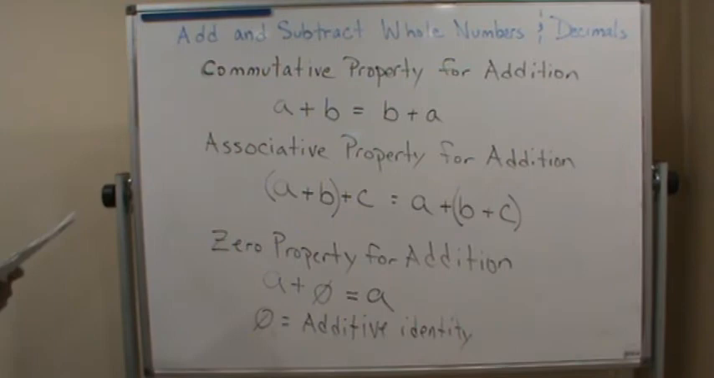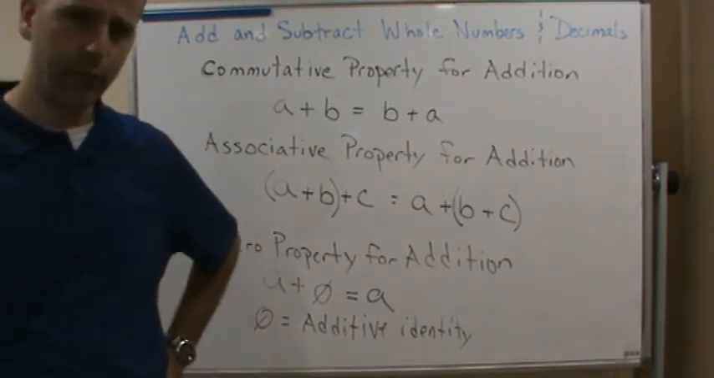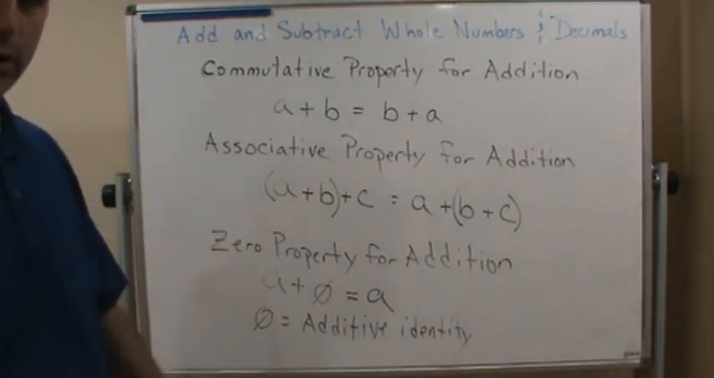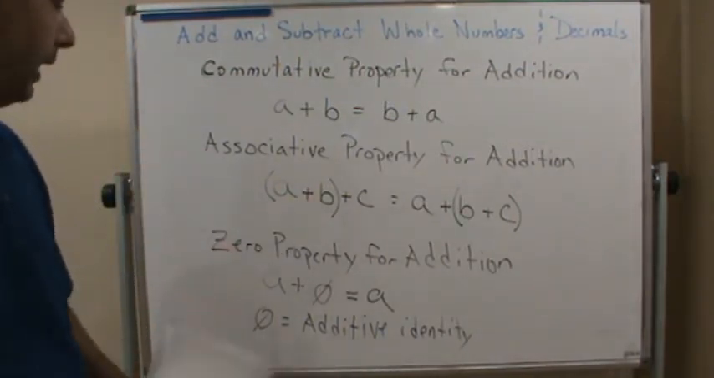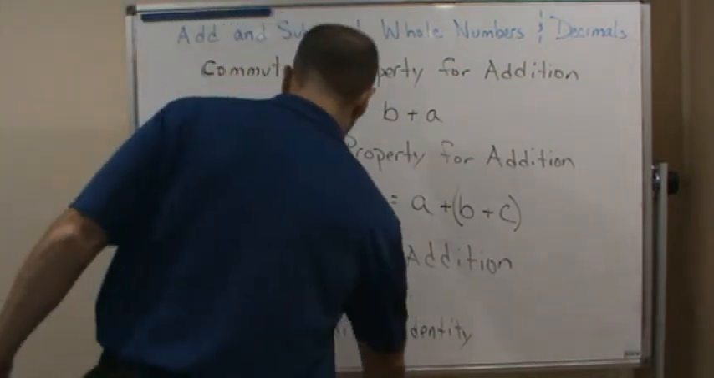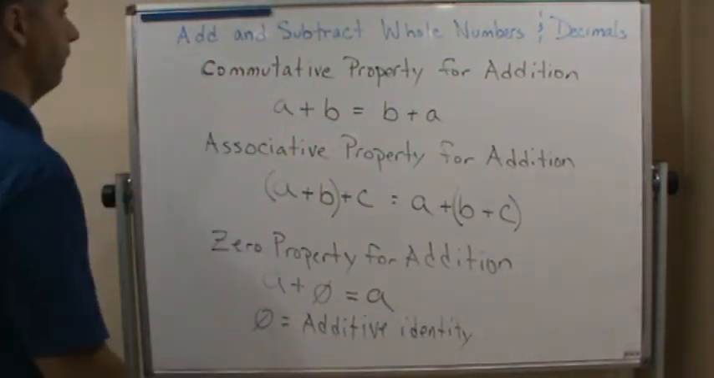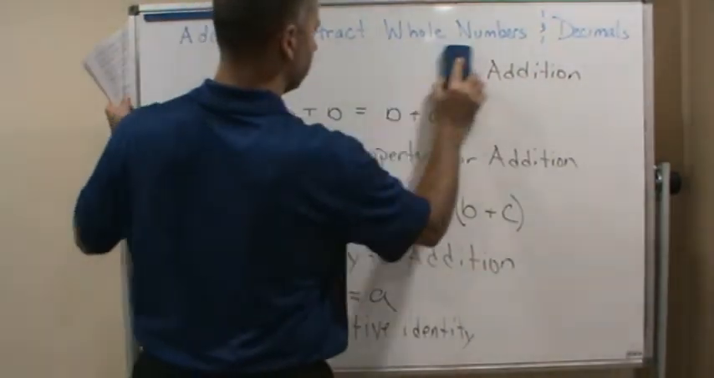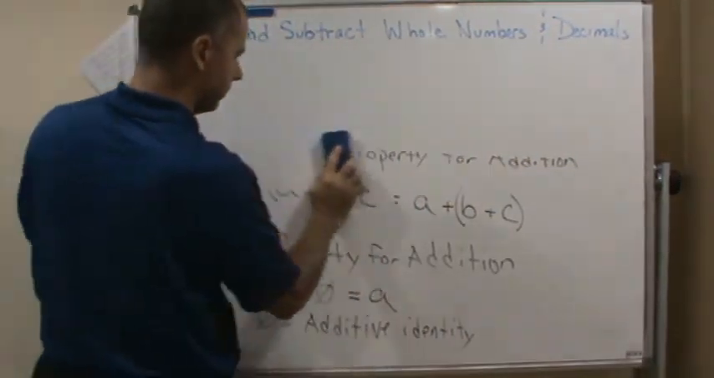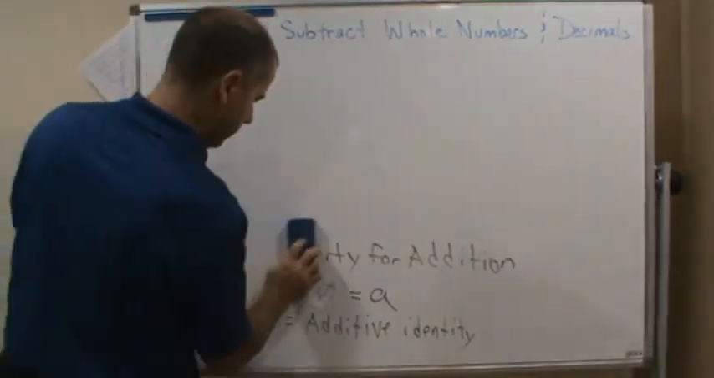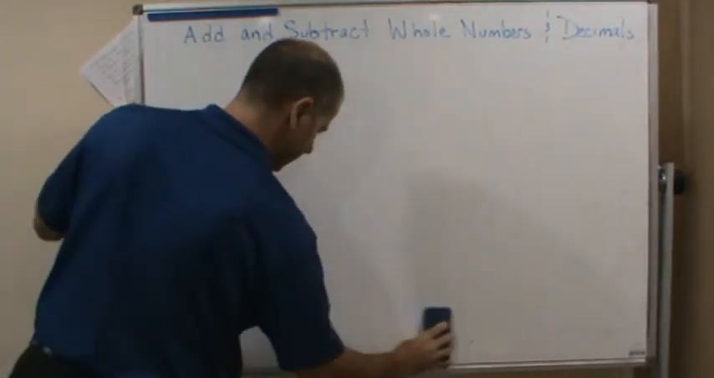Now, how do we add whole numbers of two or more digits? What if we have numbers that are more than two digits? How do we add them? Here is how we do it. Here are the steps.